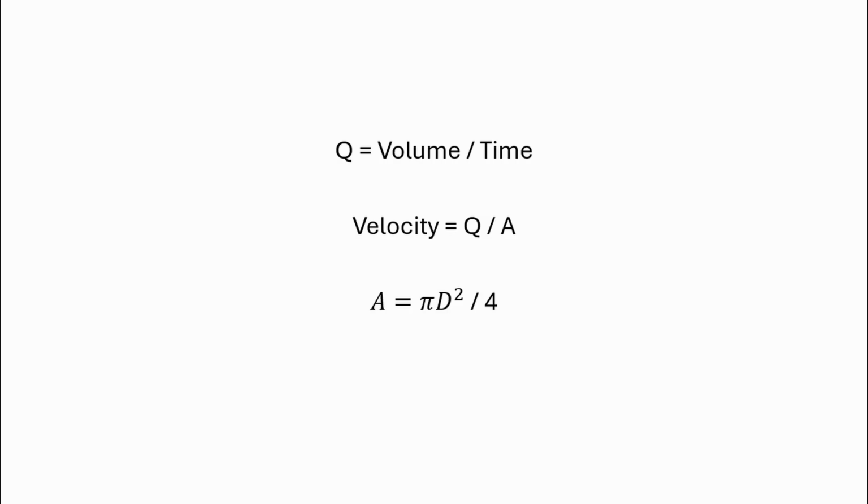Flow velocity is calculated by first determining the volumetric flow rate Q by dividing the measured volume by the measured time it takes to fill up that volume. Then you divide that value by the cross-sectional area of the tubing and you get the velocity.